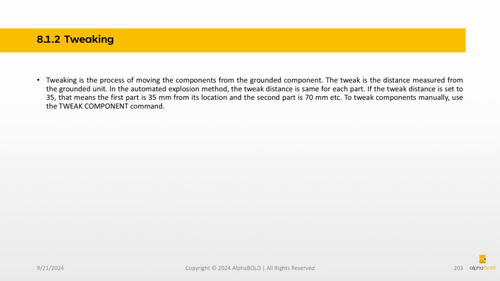Tweaking is the process of moving the components from the grounded component. The tweak is the distance measured from the grounded unit. In the automated explosion method, the tweak distance is the same for each part. If the tweak distance is set to 35, that means the first part is 35 millimeters from its location and the second part is 70 millimeters, etc. To tweak components manually, use the tweak component command.